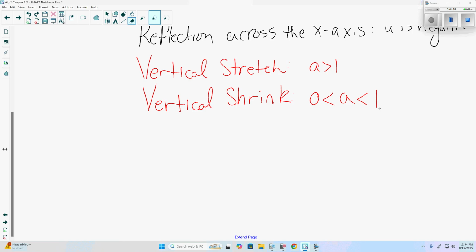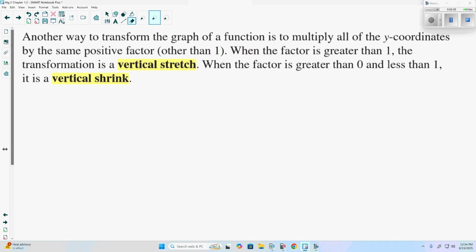And when we talk about this vertical stretch and shrink, what we're saying is that the y values are going to increase faster. It's going to go up quicker. And for the most part, that's going to make it look skinnier, especially for our absolute values and our quadratics. The sides of the parabola, the sides of the absolute value, are going to get closer together because the y values are increasing at a faster rate. When the factor is greater than 1, the transformation is a vertical stretch. When the factor is between 0 and 1, it's a vertical shrink.